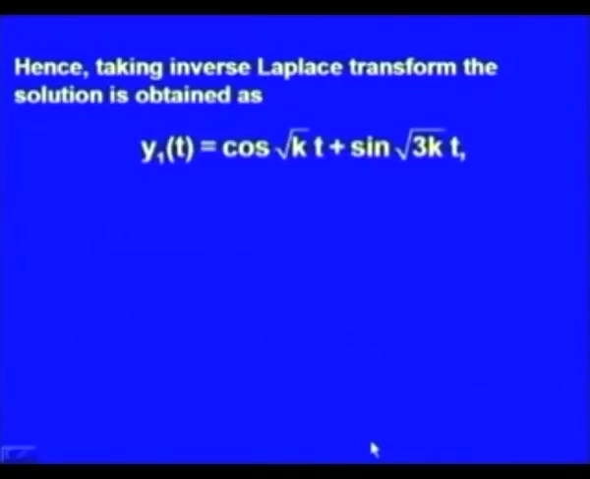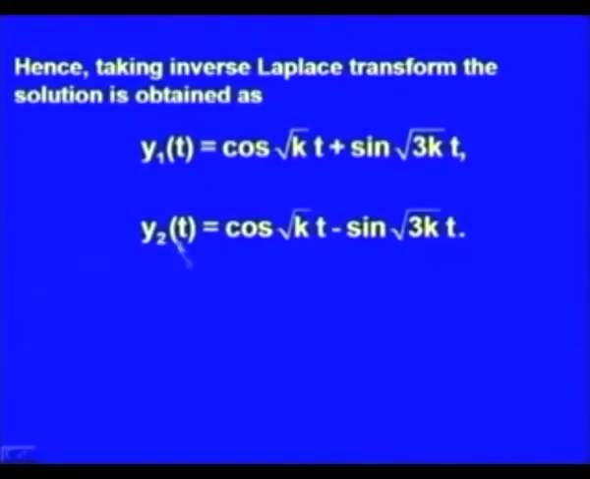Now, let us take the inverse Laplace transform of these two equations. They will give us the displacements of the masses m1 and m2 at a time t. So y1(t) comes out to be cos(root k t) plus sin(root 3 k t), and y2 comes out to be cos(root k t) minus sin(root 3 k t).